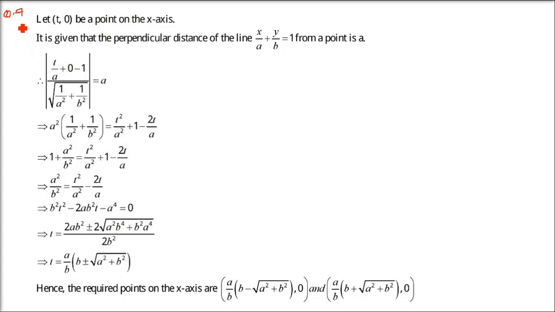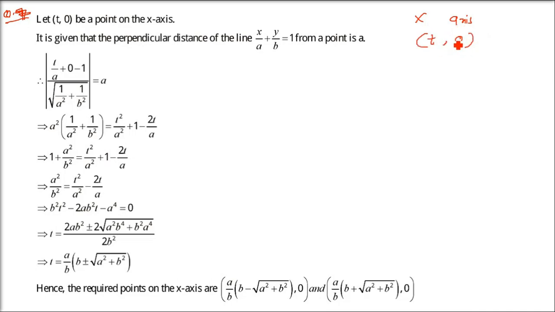Now this is question number 7. What are the points on x-axis whose perpendicular distance from the straight line x/a plus y/b equals 1 is a? The distance is given here. What are the points on x-axis? What do you mean by x-axis? Whichever point on x-axis you take, it will always be y equals 0.